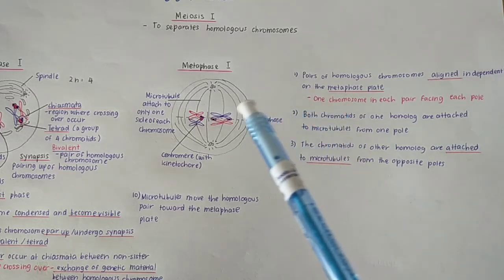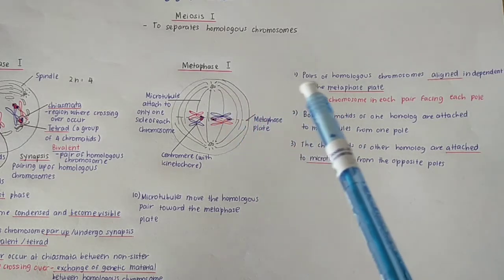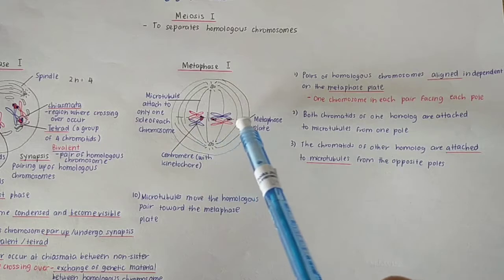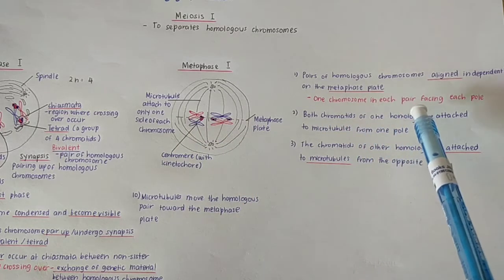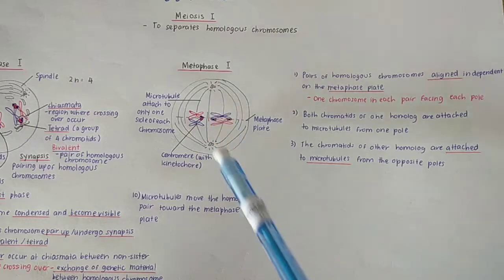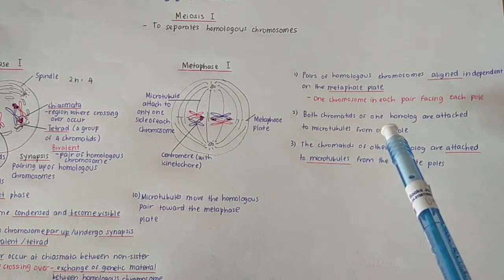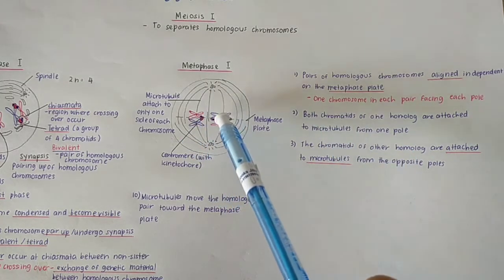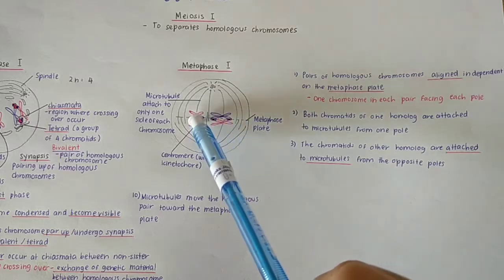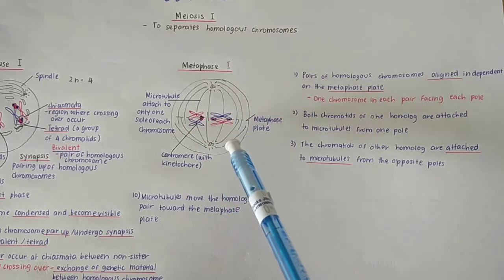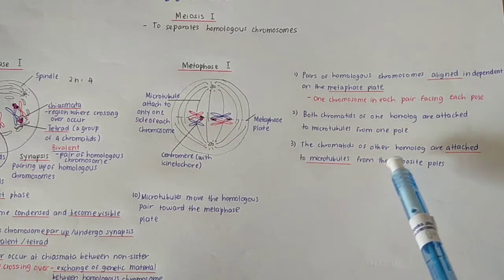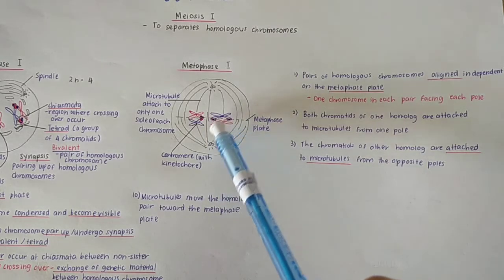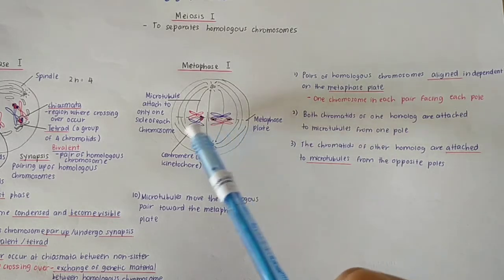Okay, and then the important event that occurs during metaphase 1, so you have to remember pair of homologous chromosome align, okay, independently on the metaphase plate, and then one chromosome in each pair facing each pole. Okay, so like this lah. Okay, and then both chromatids of one homolog are attached to microtubule from one pole. So means that di bahagian sini, okay, so this microtubule dia akan attach kepada the centromere for each of this chromosome. Okay, and then the chromatids of other homolog are attached to microtubule from the opposite pole. So untuk bahagian opposite pole tu pun sama, mesti akan ada attachment of the microtubule at the centromere.